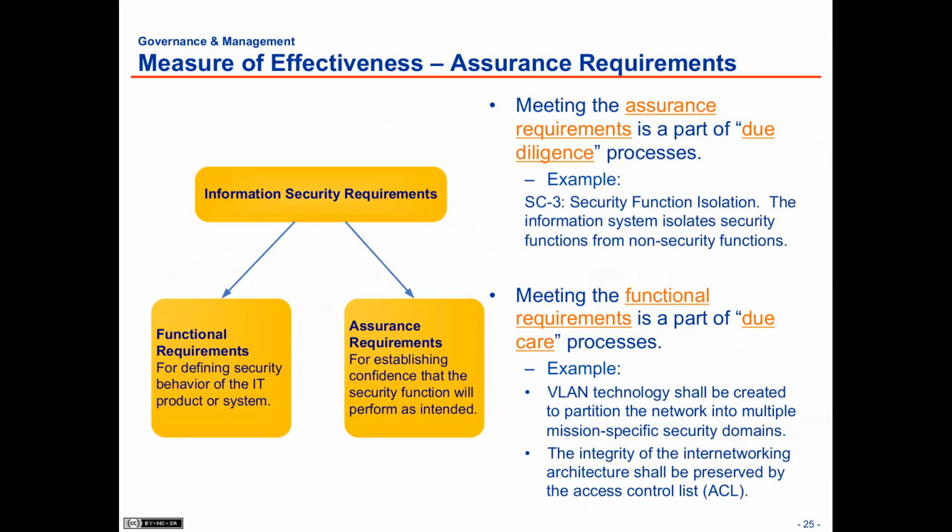All right, these are just about requirements, functional requirements. In this course, when you build your database and your controls, you will have to do requirements. So here you have functional. It says define the behavior of the IT product or system. Assurance: establish the confidence that the security function will perform as intended. Example, SC-3 security function isolation: the information system isolates security functions from the non-security functions. And then functional, what you're doing: these systems shall do this, these systems shall do that.